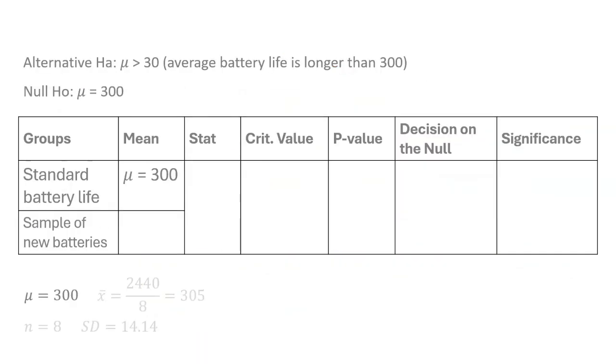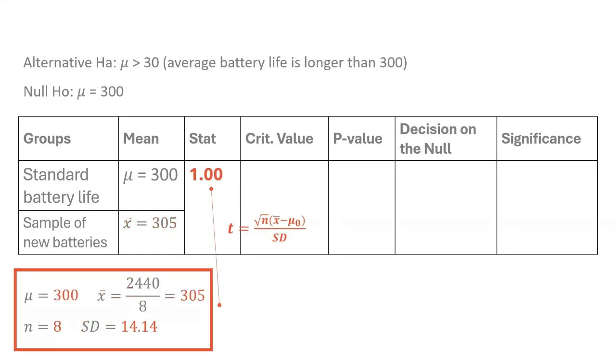Now that we have the null hypothesis, let us fill out this statistical table. We calculate the sample statistics. First is the sample mean x bar. The sample size is n equals 8, by the way. The standard deviation is also calculated. The t-statistic of 1.00 is computed by substituting the values in the one-sample t-test formula.